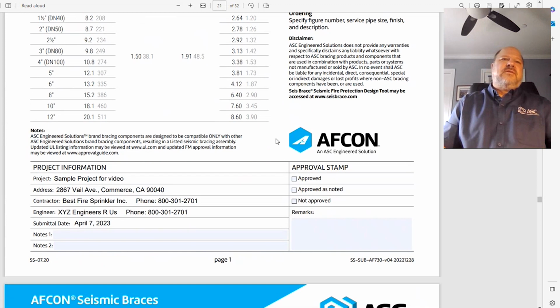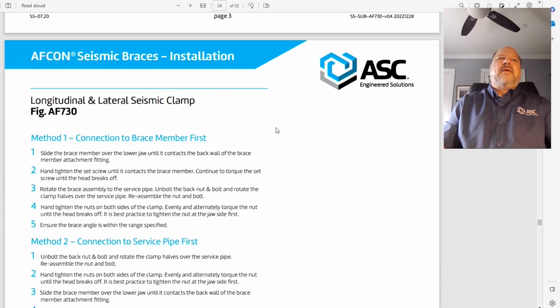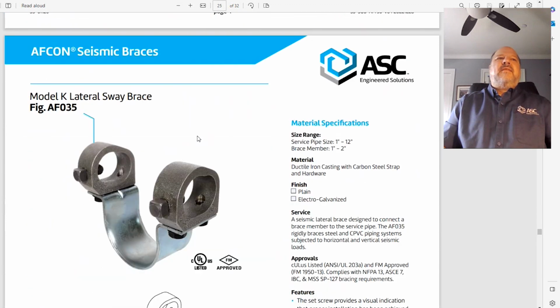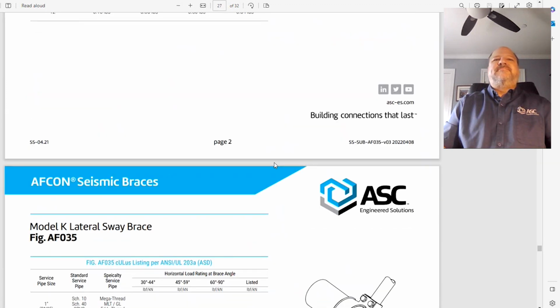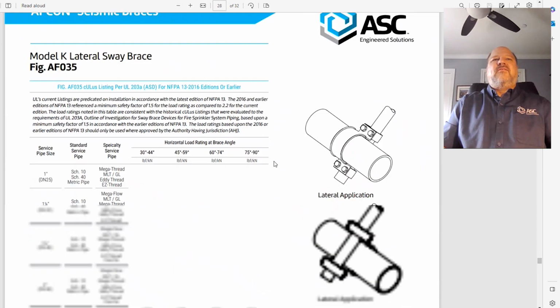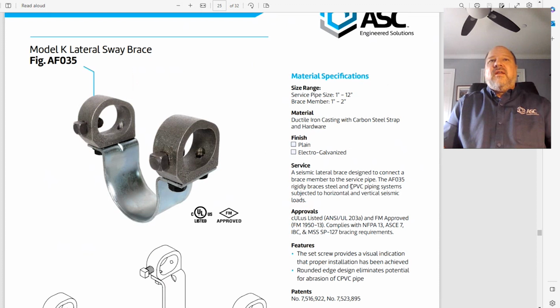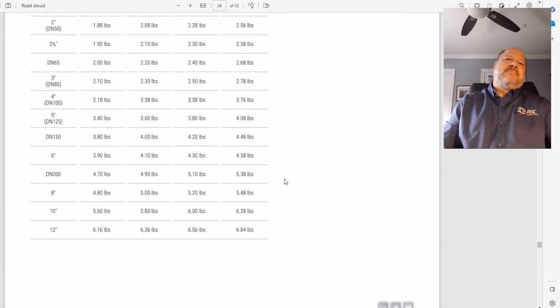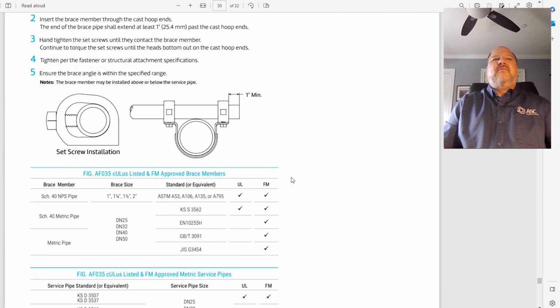Nice, there's its cut sheet. And 730. And then here's our lateral sway brace AF735, which you do have to specify 2 sizes for that one. And I want to stop back here and point out that you can see right here for service, it is good for CPVC piping. It is one of the few products out there that is listed for use on CPVC piping.